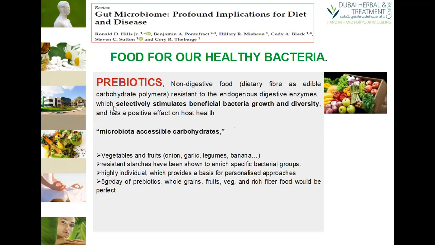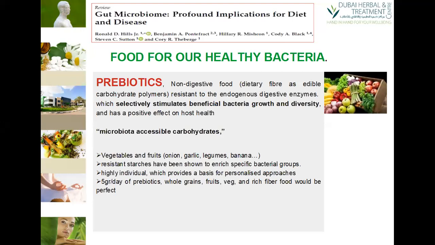This can leave you more bloated and more constipated if you have some gut sensitivity. So instead of increasing the healthy bacteria, you are increasing the bad bacteria in your gut. Also, resistant starches have been shown to enrich a specific bacteria group, for example in potatoes or sweet potatoes. We know that when we cook them and then let them cool to normal temperature, they change their chemical structure and provide healthy bacteria in our gut.